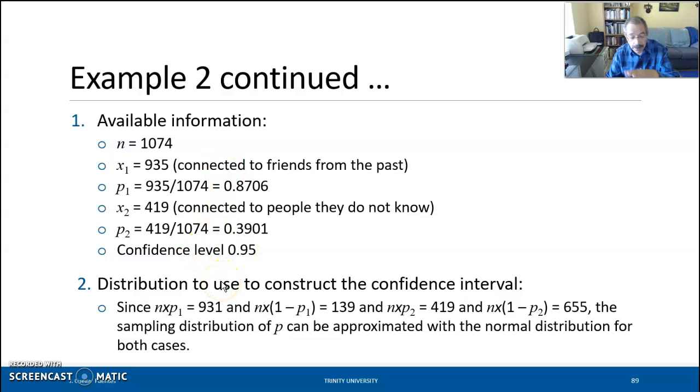So to determine if we can use the standard normal distribution for the first case as well as for the second case, we multiply n times the proportion of success for those that connected to friends in the past, and the proportion of those not connected to friends in the past, and then the same for those that are connected to people that they have never met in person. So you see in both cases, these products are much larger than 5, so we're justified in saying that the sampling distribution of the proportion for either case can be approximated with a normal distribution.